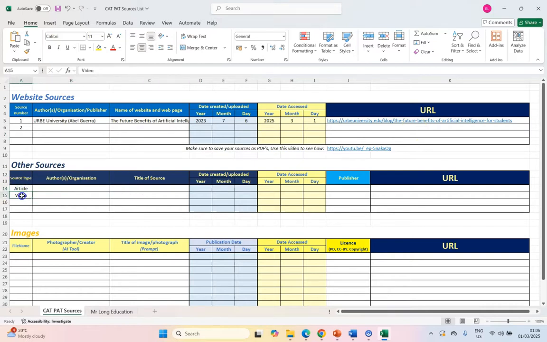Just mention what type it is. Is it an article? Is it a video? I've given you space for extra in case you need. Maybe you're not going to use all of them. So fill out what you can for the other sources. Fill out for your websites.